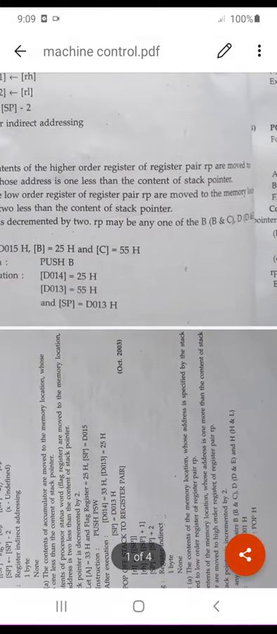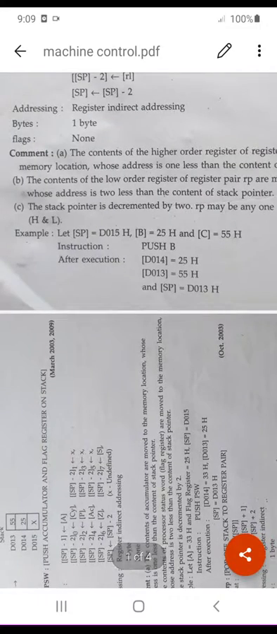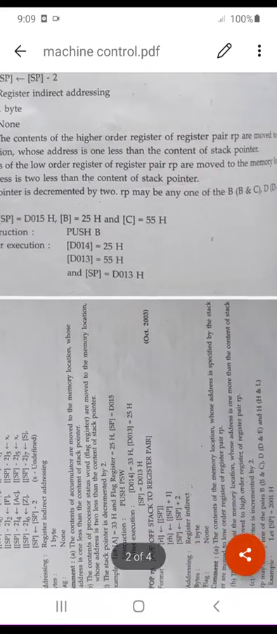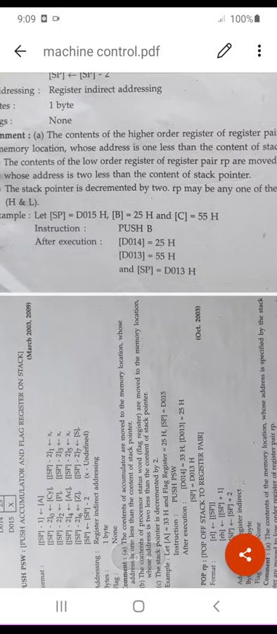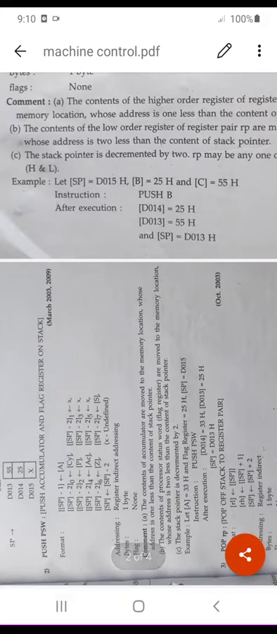The content of the higher order register of RP is moved to the memory location whose address is 1 less than the content of the stack pointer. For example, if the current stack pointer position is D015 hex, and the BC register pair contains 2555 hex, that is B contains 25 hex and C contains 55 hex, then when we write the PUSH B instruction, first the stack pointer is decremented to D014, and data from register B, that is 25 hex, moves to D014, and data from register C, that is 55 hex, moves to D013, and the new position of the stack pointer is D013.